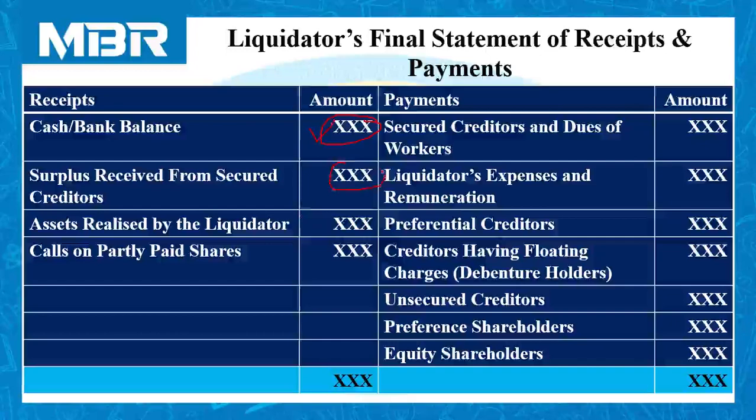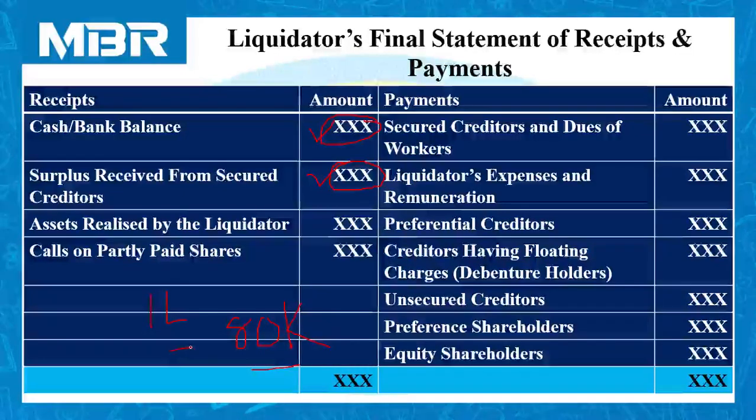Second, if the liquidator has received any surplus from secured creditors, it is also treated as a receipt for the liquidator. Say, for example, secured creditors have a charge on land and building. Just wait for a minute. The market value of this land and building is rupees 1 lakh, and the loan on such land and building is rupees 80,000.